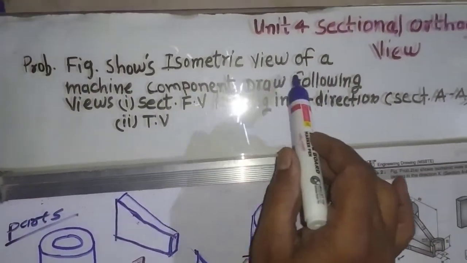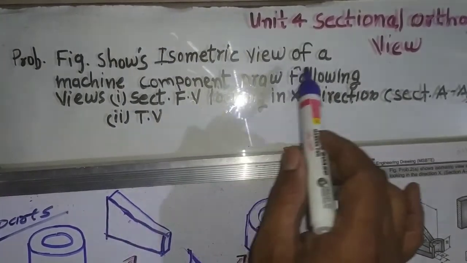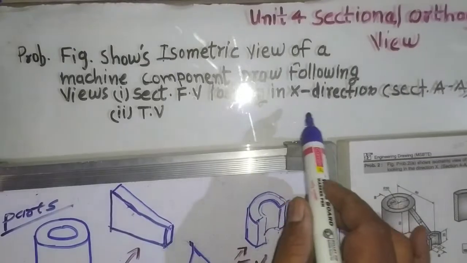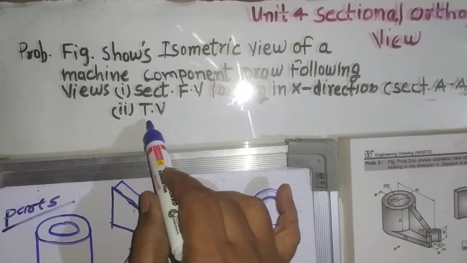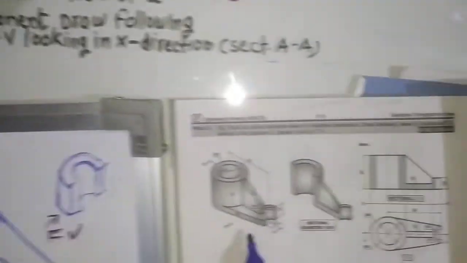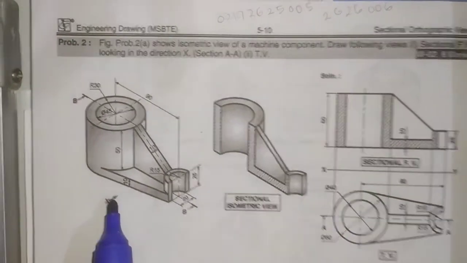The figure shows the isometric view. Isometric view means a pictorial view of a machine component. Draw the following views: sectional front view looking in X direction, section at AA. Next, the top view. Now here is your question. They will give only this figure, only this figure they will give you.